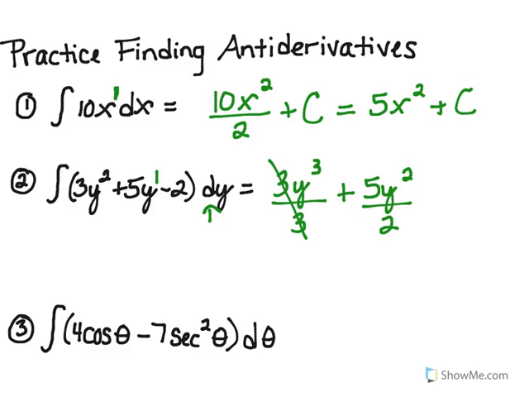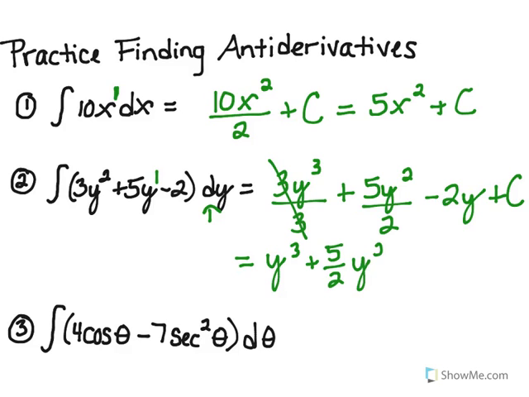Now to find the antiderivative of minus 2, well, minus 2 is a constant. The rule said that the antiderivative of a constant is the constant times the variable. And then I have to add my constant of integration at the end. So my final answer here is going to be y cubed plus 5 halves y squared minus 2y plus c.